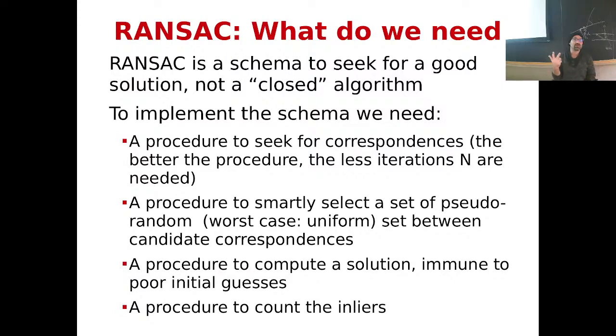And then the third thing that we need is a procedure to count the inliers, which is basically, given that I have found the solution, is this correspondence good, or is this other correspondence bad? That could trivially be the error in terms of least squares. Okay?